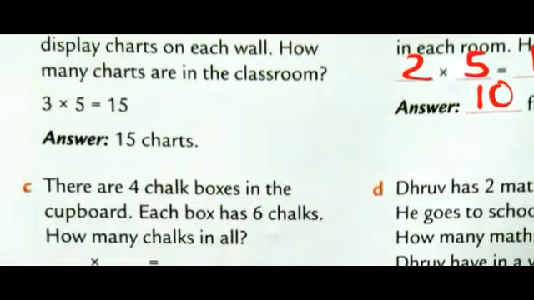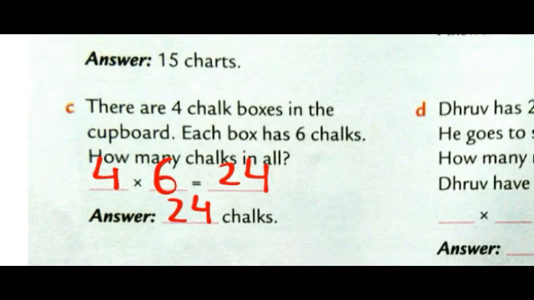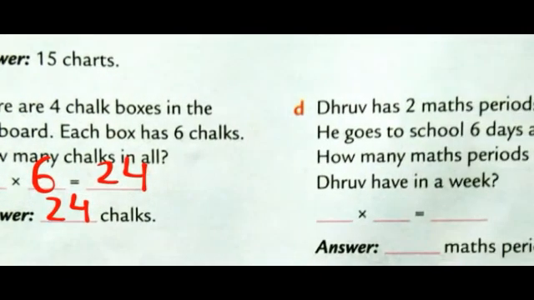Okay. Let's see the next one. There are 4 chalk boxes in the cupboard. Each box has 6 chalks. How many chalks in all? So there are 4 chalk boxes and in each chalk box 6 chalks are there. So what is 4 6s are? 24. That means total 24 chalks are there in all. Okay. Now try this one as homework.